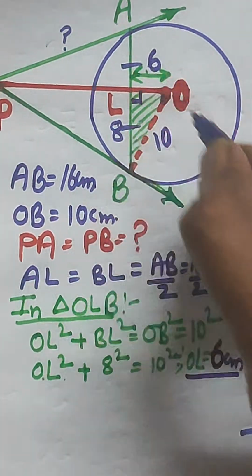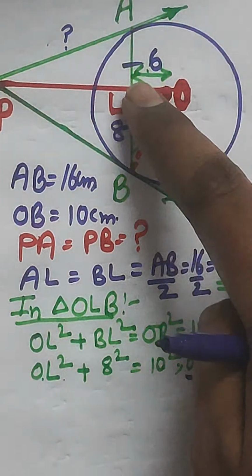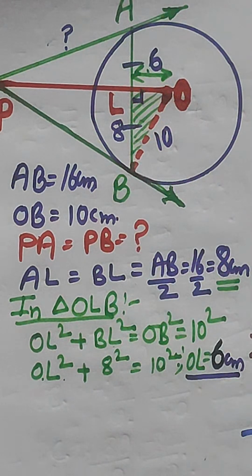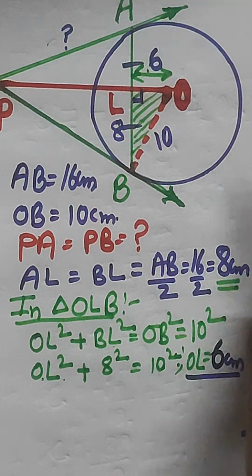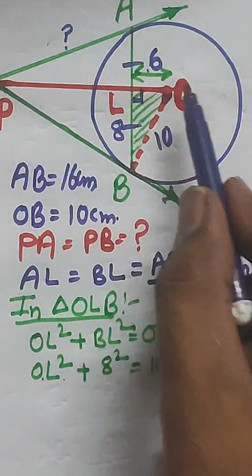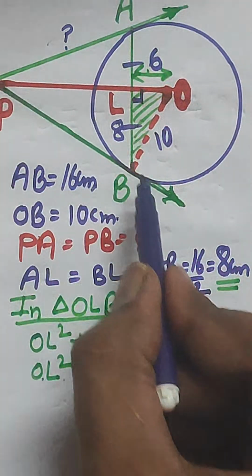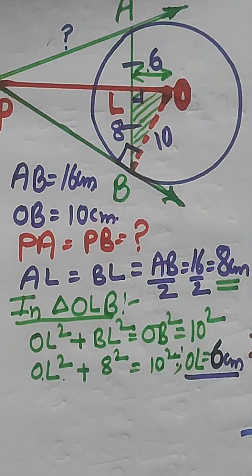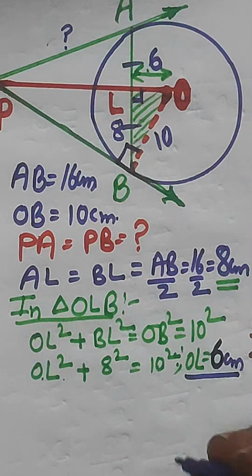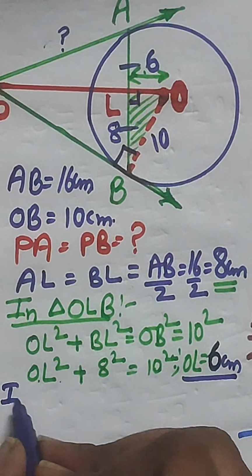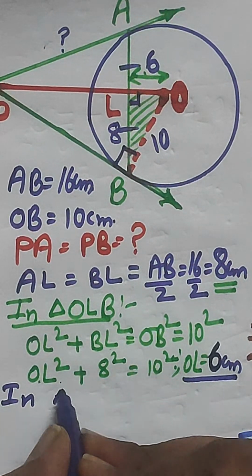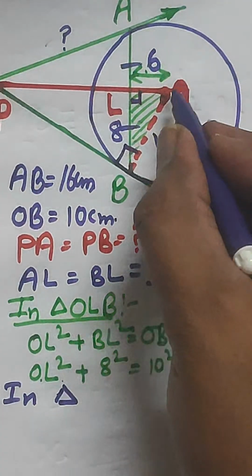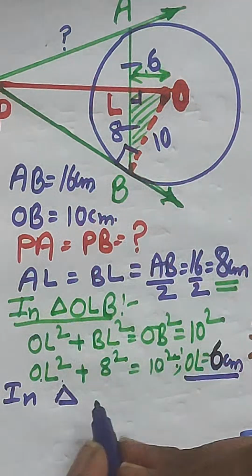This is 6, right? If this is 6, this is 8, then we will take another right angle triangle, that is triangle PBO, because PB is the tangent, this angle will be 90-degree, right? If this angle is 90-degree, then considering the triangle PBO.